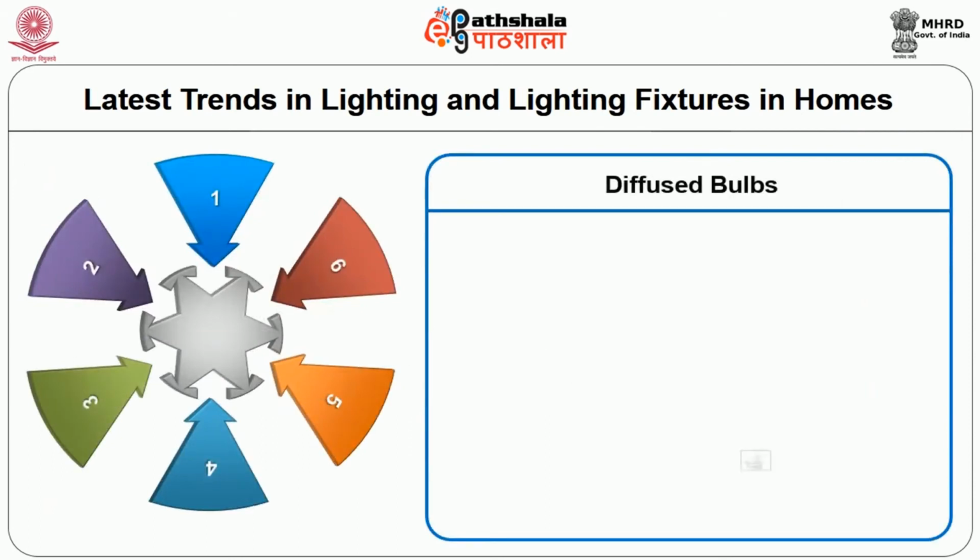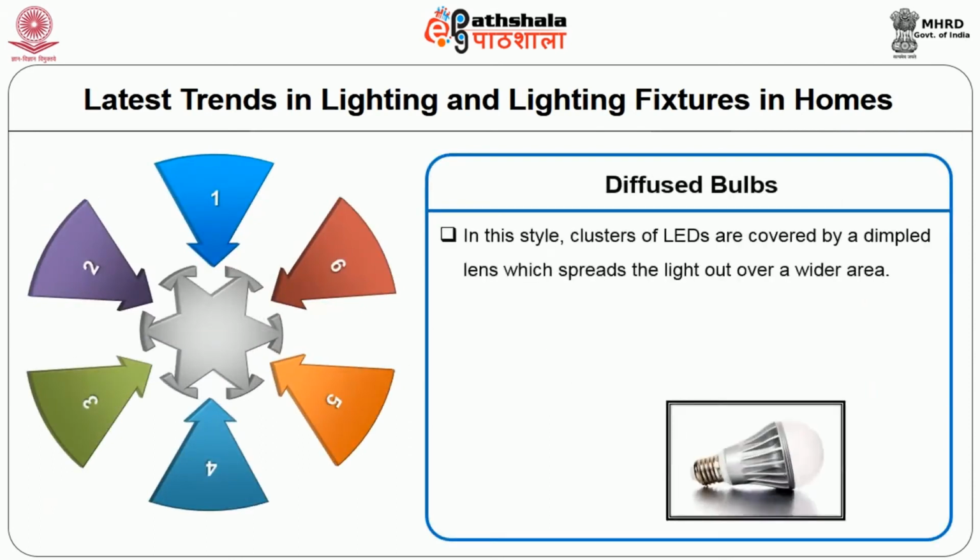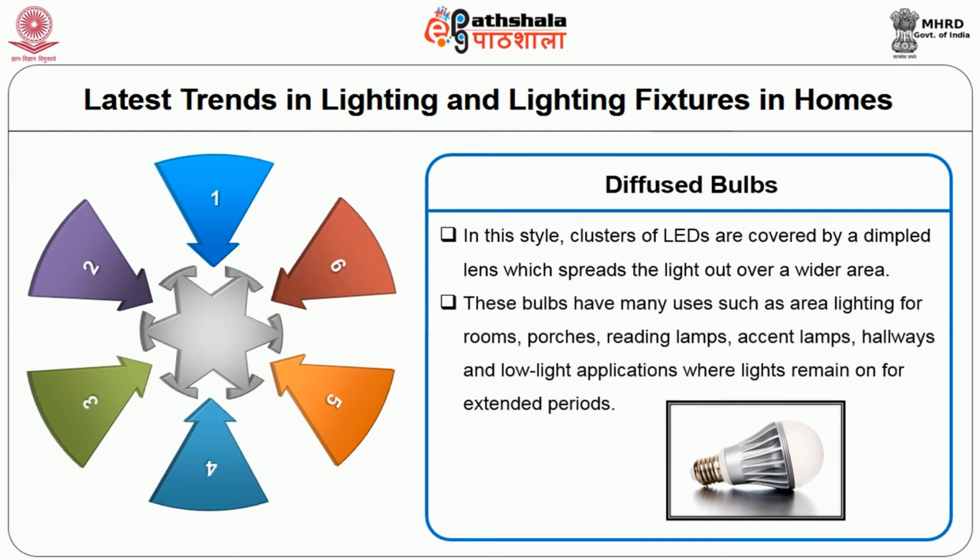First type is diffuse bulbs. In this style, a cluster of LEDs is covered by a dimpled lens which spreads the light out over a wider area. These bulbs have many uses such as area lighting for rooms, porches, reading lamps, accent lamps, hallways, and low light applications where light remains on for extended periods.